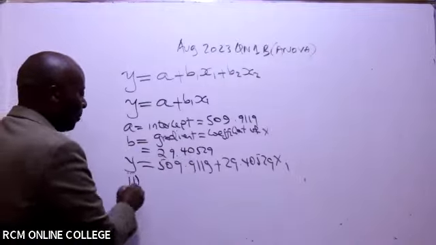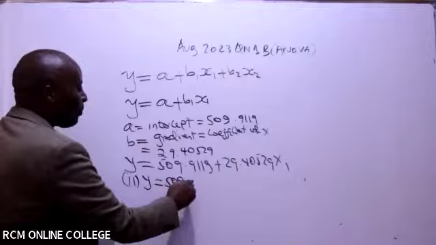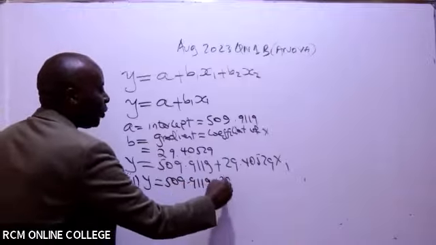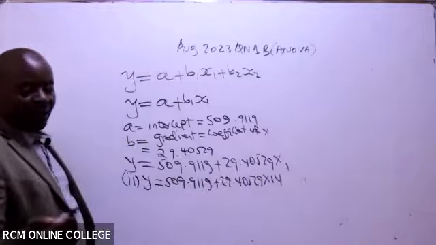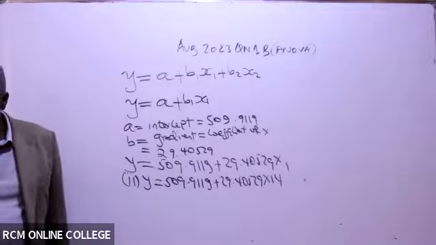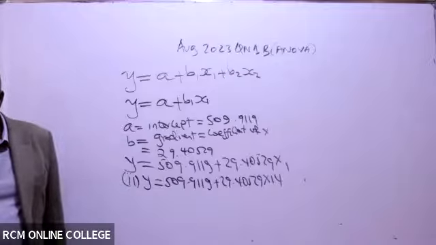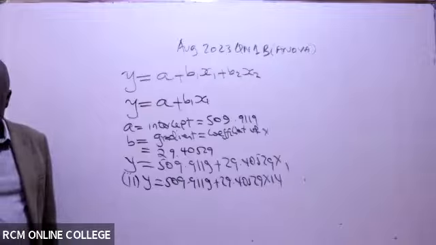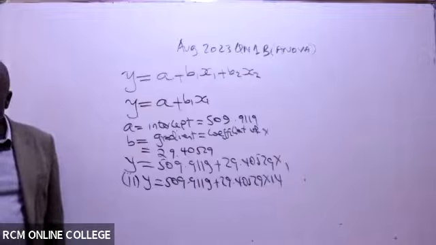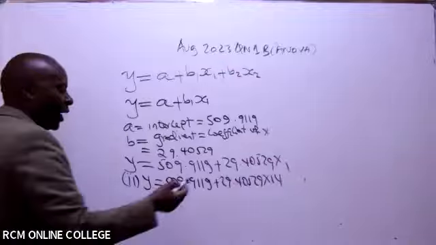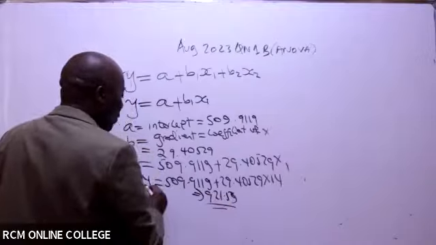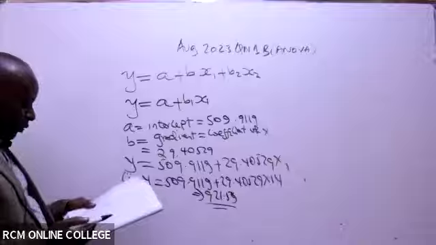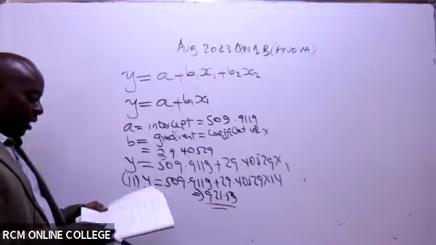So therefore, for number 2, our y will be 509.9119 plus 29.4529 times the value of x, which is 14. So they're giving us a figure of 921.59. So remember that this y is the cost. They wanted us to give them the total cost. Automatically, that is the total cost.